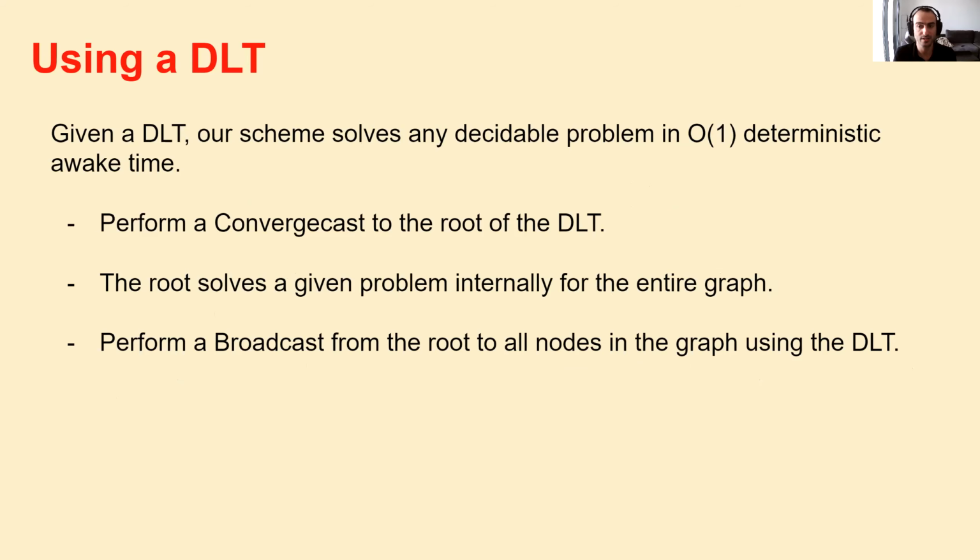How does a DLT help us at all? Why should we bother with it? Well, if we have a DLT, we can solve any decidable problem in constant deterministic awake time. What we do is we perform a convergecast to the root of the DLT. The root solves the given problem internally for the entire graph, and then broadcasts the solution to all the nodes. Thus, all nodes know the solution and can decide what their part of the solution is.